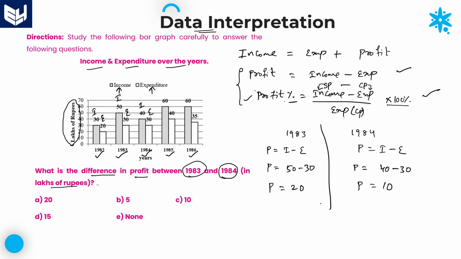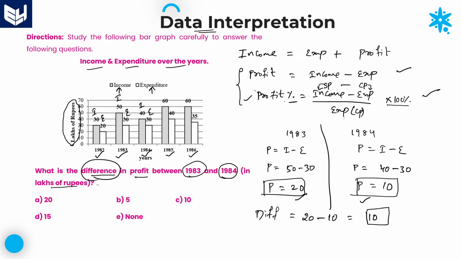Now the question is asking, what is the difference in these two profits? What is the difference in profit between 1983 and 1984? We need to calculate the difference. Therefore, the required difference is equal to, what is the profit in 1983? 20. What is the profit in 1984? 10. Difference between these two, 20 minus 10, 10. 10 lakhs, that is the required answer. Here in the options, 10 is there in option C. So option C is the right answer for this question.